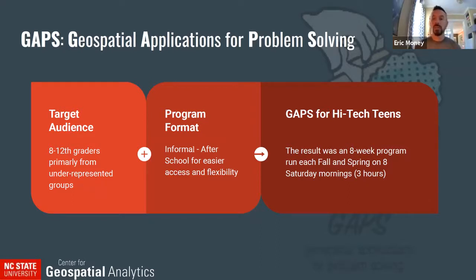And we really opted for an informal setting for a number of reasons. One, it provided us with greater flexibility in terms of when we would be able to offer the program to meet the needs of the students that would potentially participate, and flexibility in the curriculum and the approaches that we were taking in the program to teach students about GIS and geospatial science.